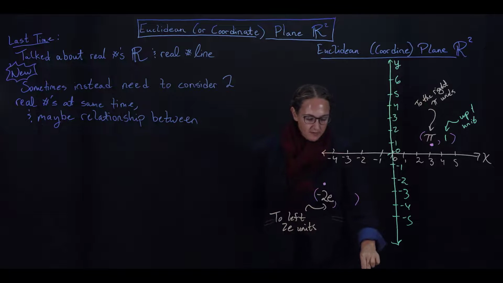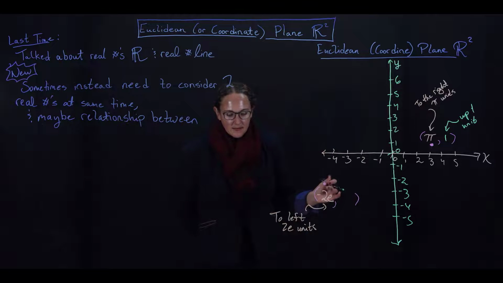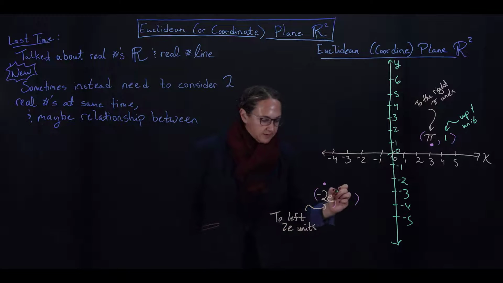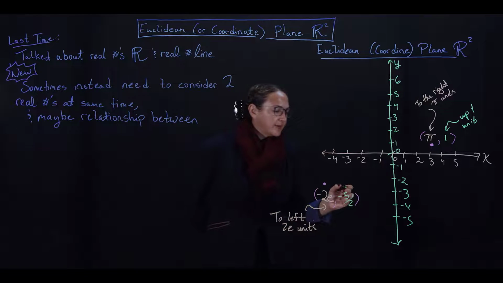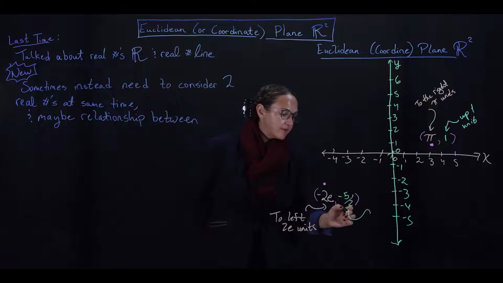And then for the other one, it's going to be a minus 5/2. So good, it's a fraction. But because it's a minus, this tells me I go down 5/2 units.